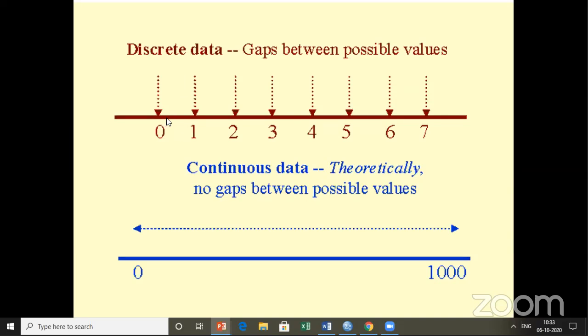The gap here could be 0.25, 0.5, 0.75, and then 1. The gap which occurs here may not repeat in this particular gap, and in this particular gap. So in this context, I call it discrete data. While here, continuous data, theoretically, has no gaps between possible values, because it is happening continuously. That is the distinction which we make, and which you have to make for getting the analytics done.